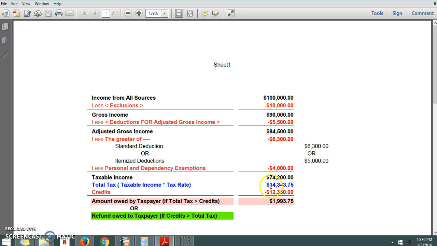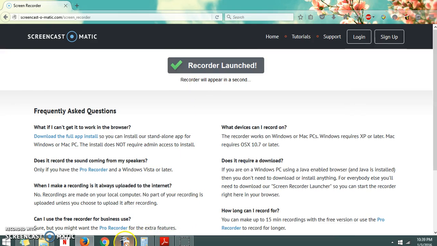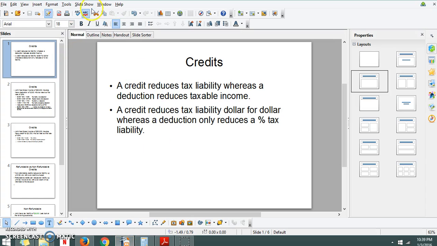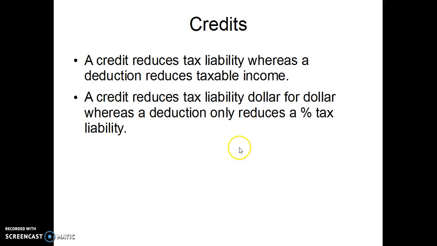So if you see here, this was the tax liability, and the credit reduced it to where the taxpayer only had to pay this much. So let's take another look at it and see what exactly a credit is. A credit, as I said, is something that reduces the tax liability as compared to a deduction, which reduces taxable income. So far we've looked at a bunch of different deductions, the standard deduction. We've also looked at the dependency exemptions, which also work as a deduction.